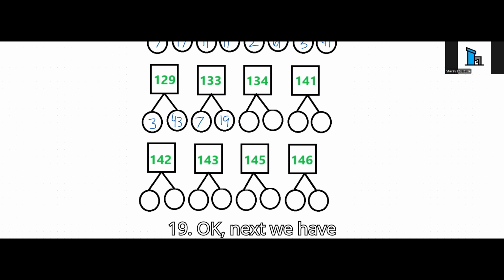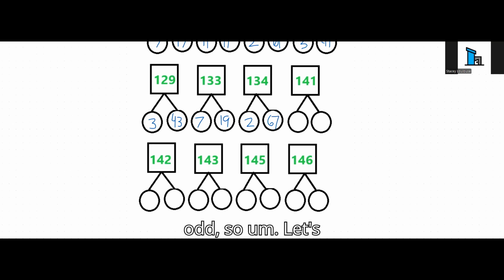Okay, next we have an even one. So automatically that's 2. And then 6 groups of 2 is 12. 12 from 13 gives us 1. 1 and 4 is 7. So 2 times 67 gives us 134. All right, 141 is odd.